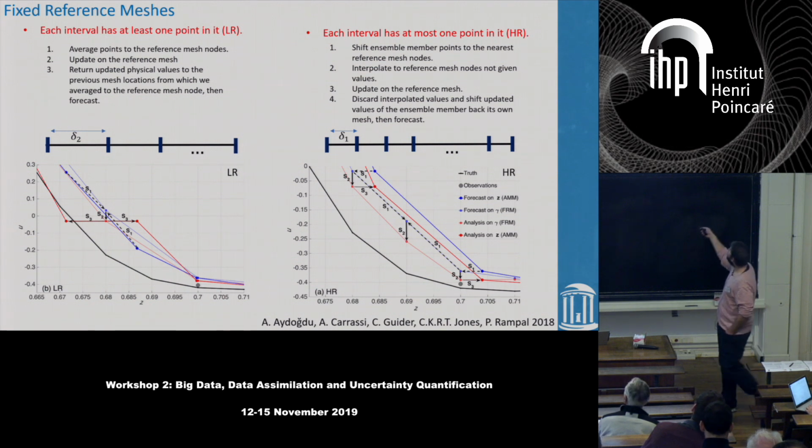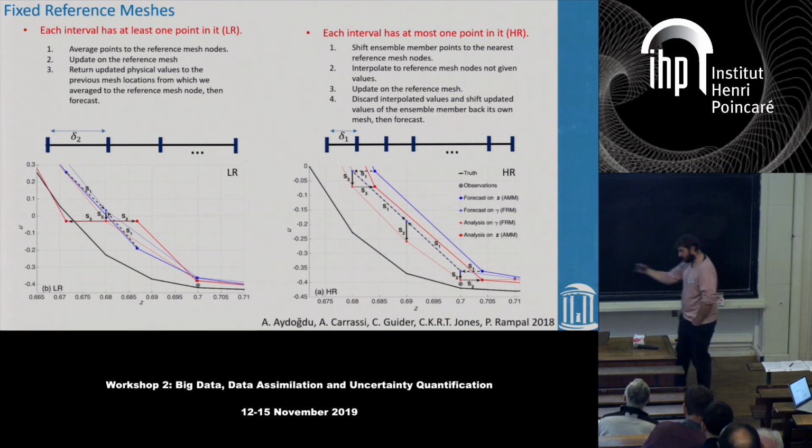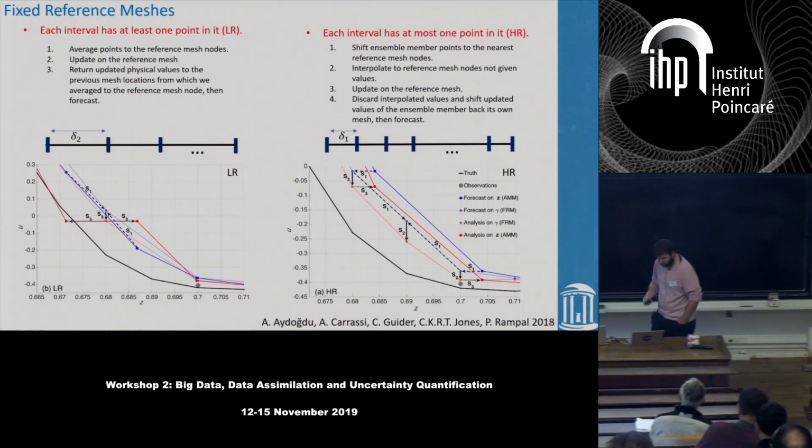In the high resolution case, it's maybe a little easier to think about. We have a forecast on Z. So here's our forecast. We lay down our reference mesh. So here would be a reference mesh point. We shift that point over to the reference mesh with its value. And we do that with the points that are nearest to that. But maybe we were missing a point. So what we do is we interpolate after the shifting. We interpolate to the reference mesh node to get a value there. Then we can do the update. And then after the update, we put them back on their original grid so that we don't destroy completely the dynamics of how the grids were moving.